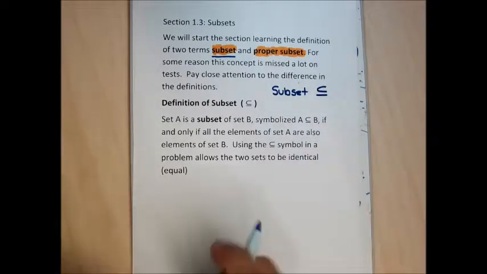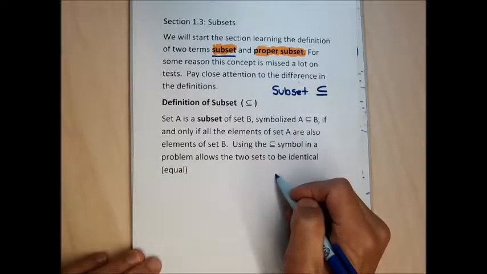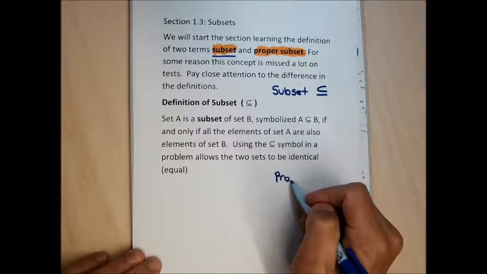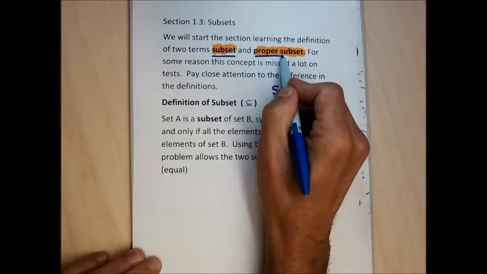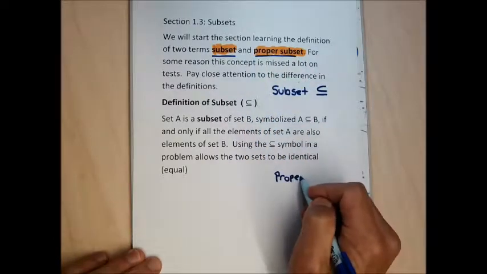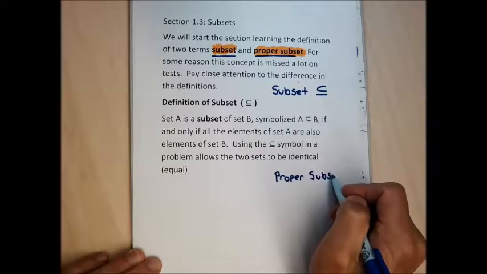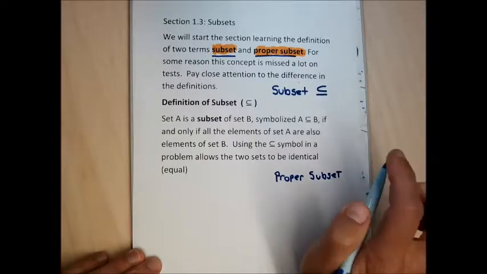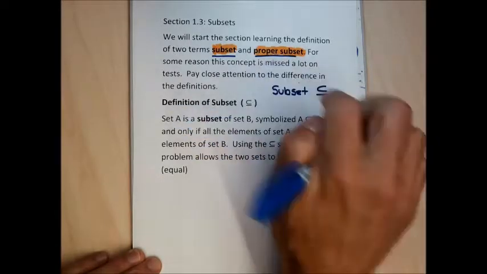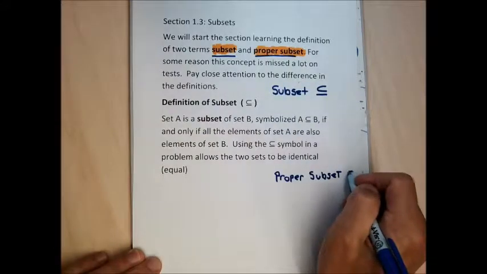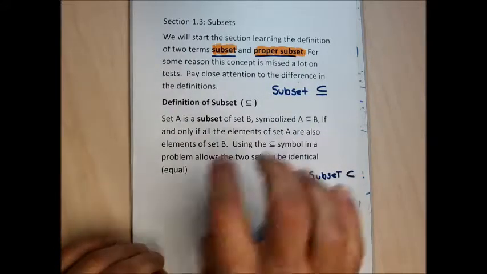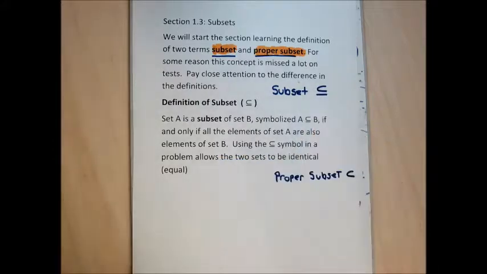In a bit, we're going to worry about the second term, which is proper subset. And the symbol that we'll use when we're talking about proper subset is just the U on its side without the line under it, or the equal part.